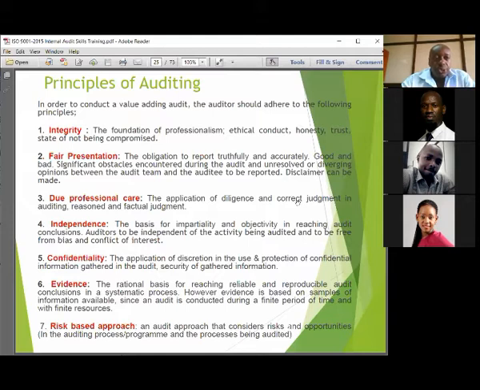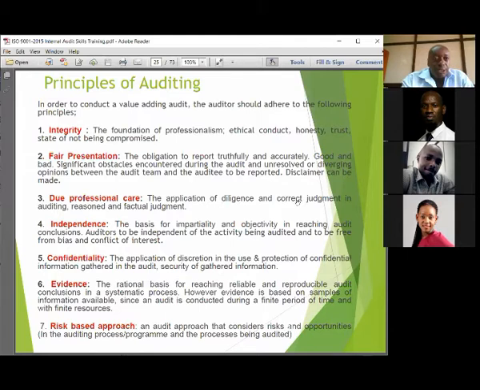Another principle is to do with due professional care, almost tied to number 1 of integrity. Whatever work you'll be doing from now henceforth is a professional job of an auditor. So you should have that due professional care, the application of diligence and correct judgment in auditing, reasoned and factual judgment. So as a professional, you have gone out to audit, you have looked at the process, you have perused through the evidence, then you should come up with a good judgment, professional judgment, reasoned and factual judgment, something that you can support later on.